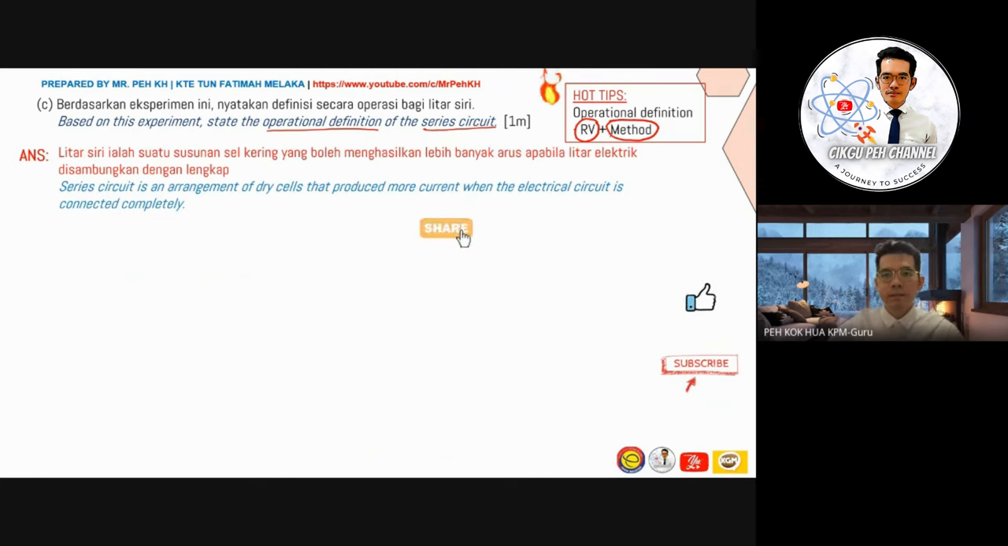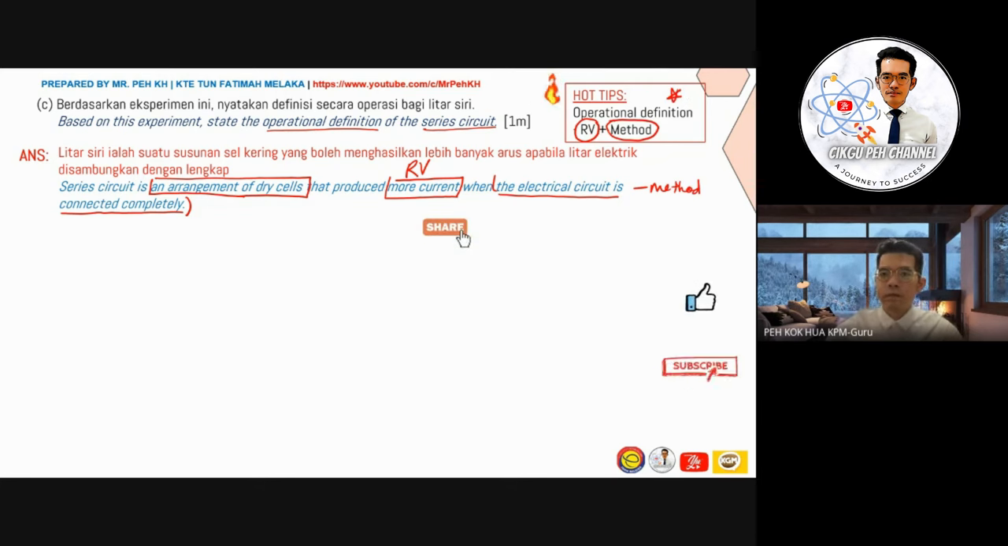So the answer: a series circuit is an arrangement of the dry cell that produces more current. This is our RV, when the electrical circuit is connected completely. This will be our method. You must answer with this format I gave here, RV plus method.